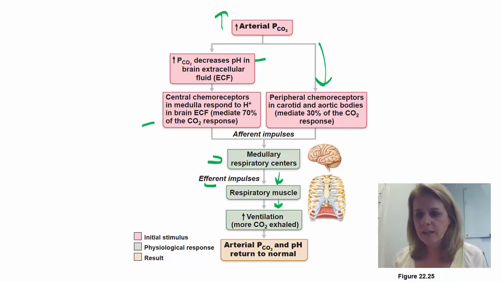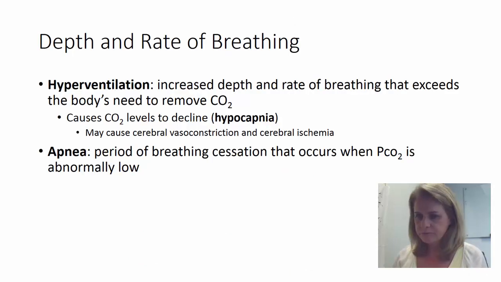You're increasing your ventilation. If you're blowing off CO2, you're blowing off water, you're getting rid of hydrogen ions, and your pH will go back to normal. Okay? So that is one way that breathing is controlled based on the amount of CO2 you have in your blood.